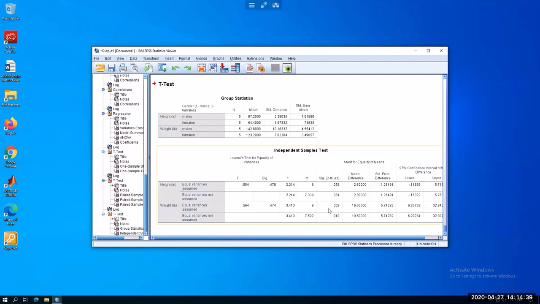For weight, we have 0.009 and 0.01. That's small, that's under 0.05. Meaning it is significant. I mean, the hypothesis is not accepted. Yes, we accept the alternative hypothesis. Exactly.